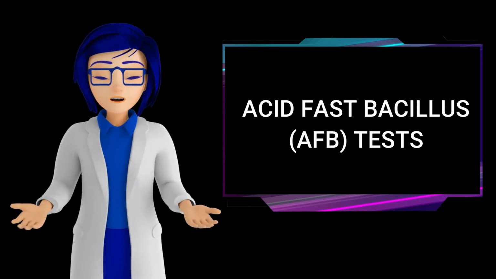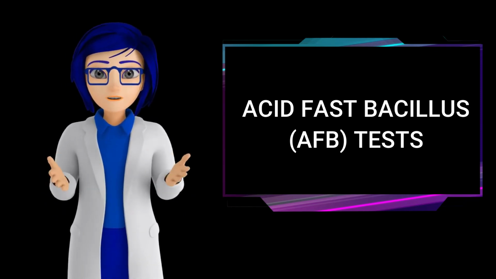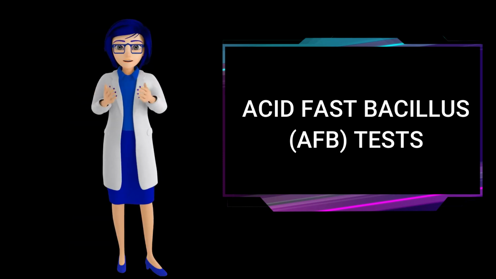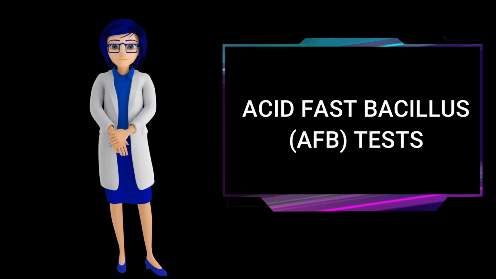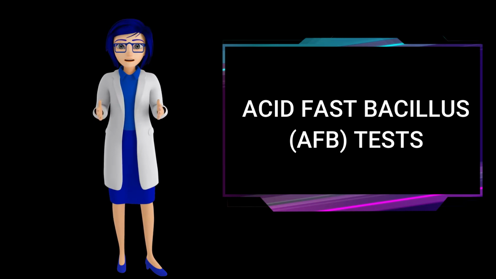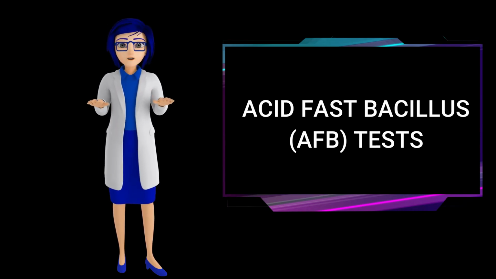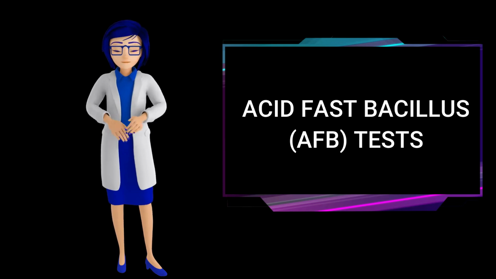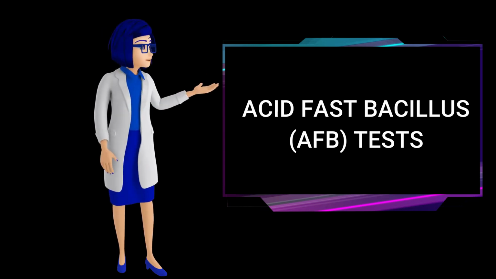The tests look for the presence of AFB bacteria in your sputum. Sputum is a thick mucus that is coughed up from the lungs. It is different from spit or saliva. There are two main types of AFB tests. AFB smear. In this test, your sample is smeared on a glass slide and looked at under a microscope. It can provide results in 1 to 2 days. These results can show a possible or likely infection, but can't provide a definite diagnosis.